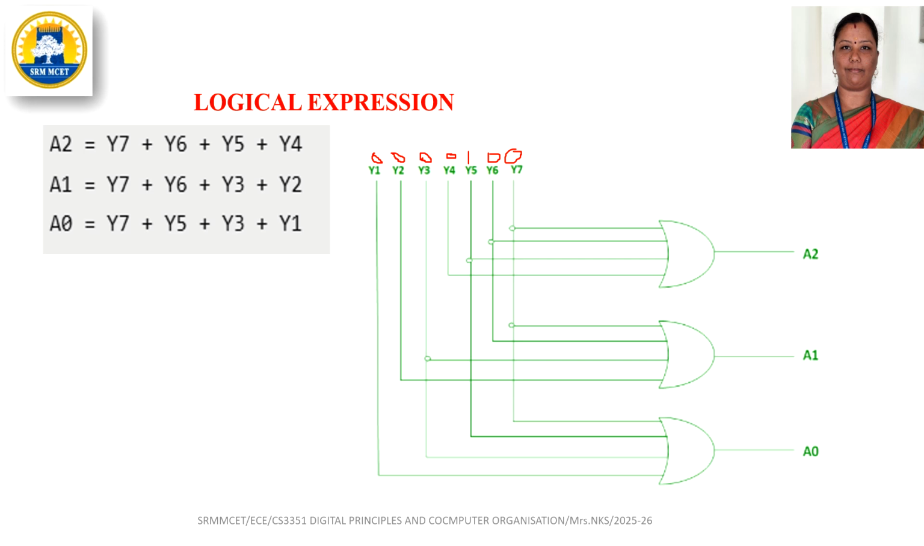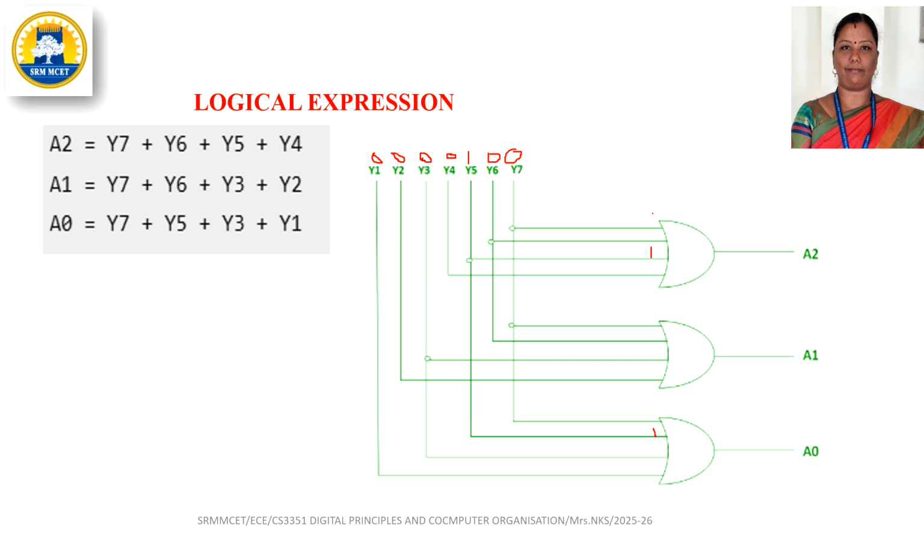Then the 3 OR gates are there. So the first OR gate will get Wi-Fi. So here the input of the OR gate is 1, and the third OR gate will be getting that Wi-Fi. So here the input is also 1. So all the remaining inputs are 0 for these OR gates. If any one of the inputs is 1, the OR gate will give the output as 1.